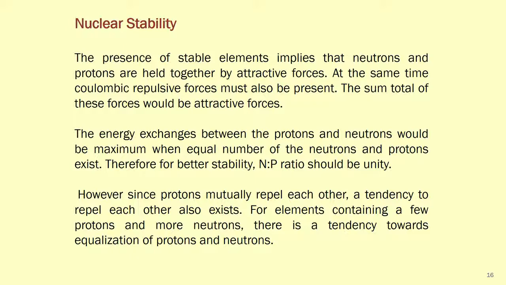Okay. So, nuclear stability, again we have been discussing it. The presence of stable elements implies that neutrons and protons are held together by attractive forces. We are discussing nuclei. In the nucleus, there are protons, there are neutrons, and these are held together by attractive forces at the center of the atom. At the same time, the coulombic repulsive forces also must be present. I want you to understand the concept here. The nucleus has protons and neutrons. Protons have positive charge, neutrons do not have any charge, but still they are all together.